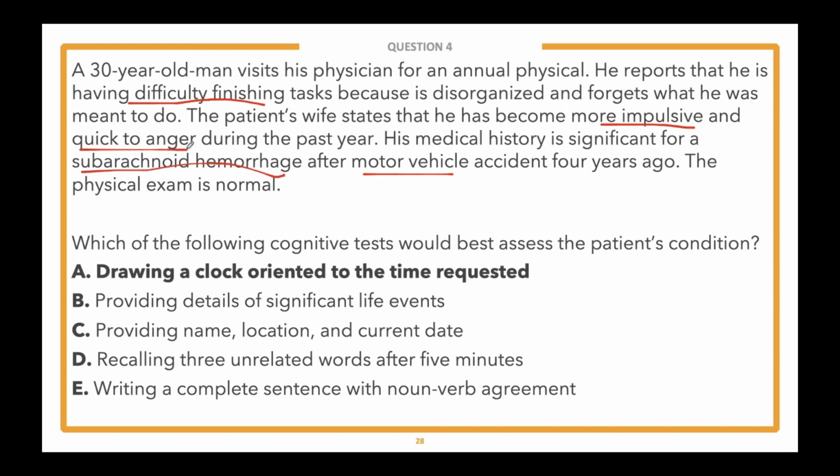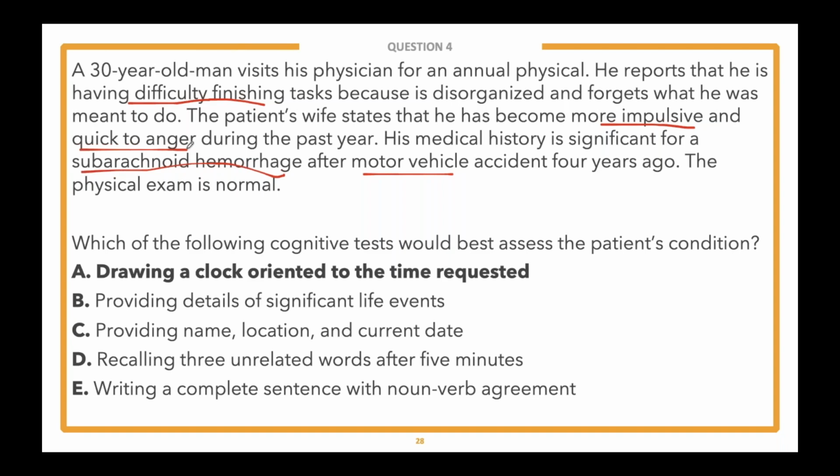So he's got decreased working memory, leading to forgetting what he has to do, decreased inhibition, which is leading to him being impulsive, and decreased emotional control. And these symptoms are specific to what we call executive function, and the part of the brain responsible for planning, coordinating, initiating, monitoring, and working memory.